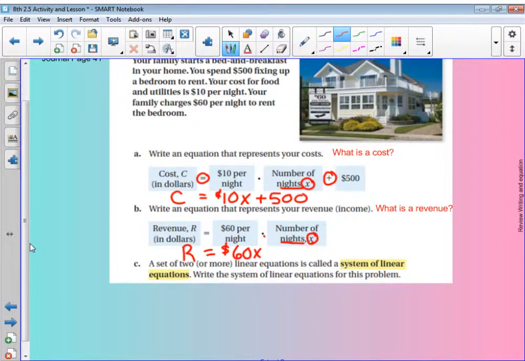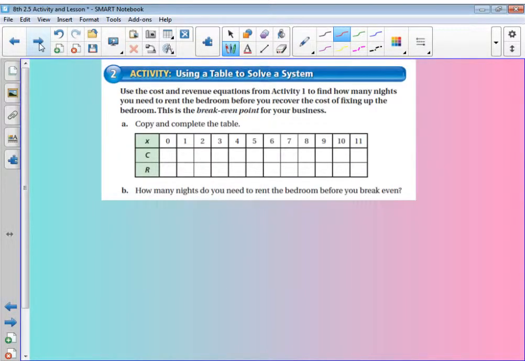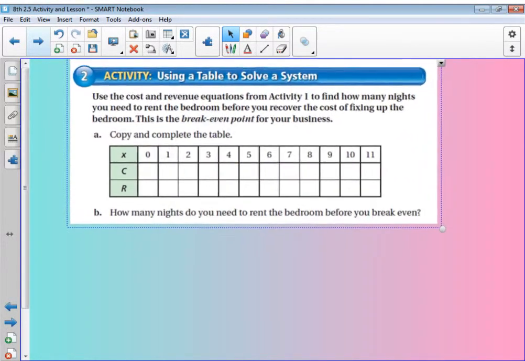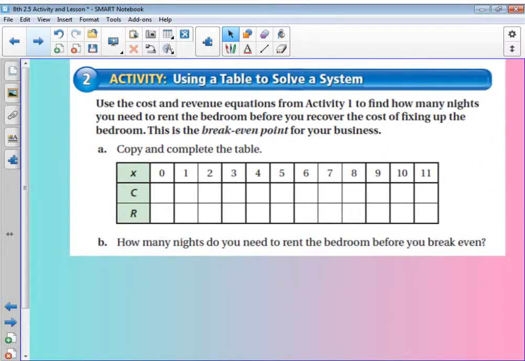Now we're going to actually work with these systems of linear equations. These two equations, when we work with them together, are called a system of linear equations. It's when we have two or more linear equations and we find the solution to them. So you can flip to the next page of your book, and you have a table that looks similar to this. Off to the side, I'm going to write the equations that we had, and we're going to actually solve and fill in this table.